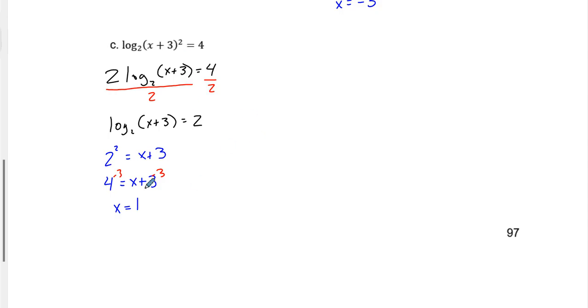So what we're going to do is check this, and then I'll show you another possible solution, and then we're going to go back to that B example. So for our check, what we want to do is plug our 1 back into our equation. So if we have log base 2 of 1 plus 3, squared, would equal 4.